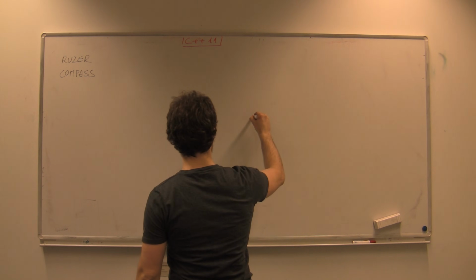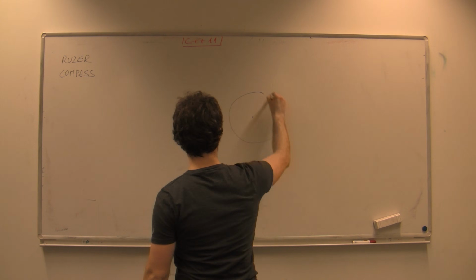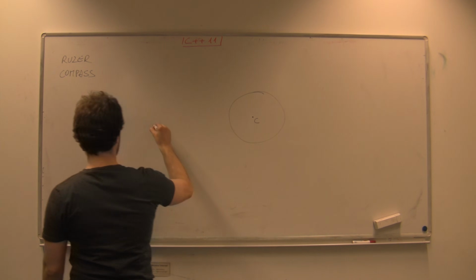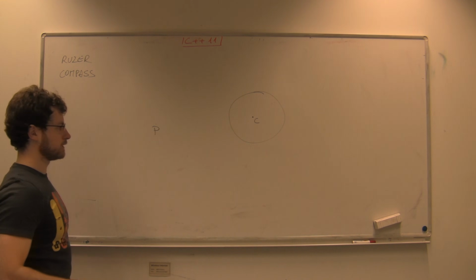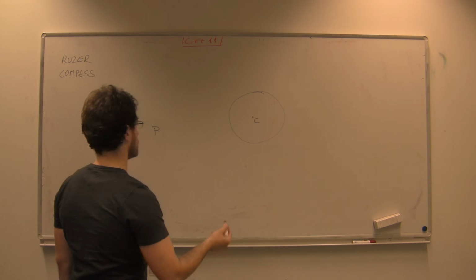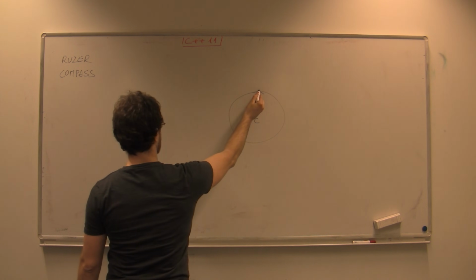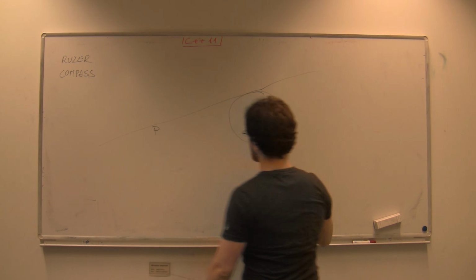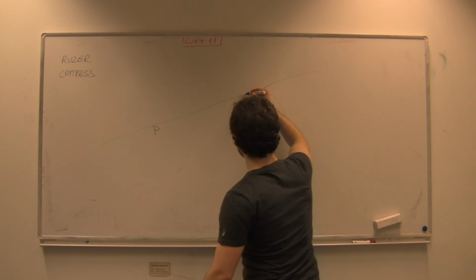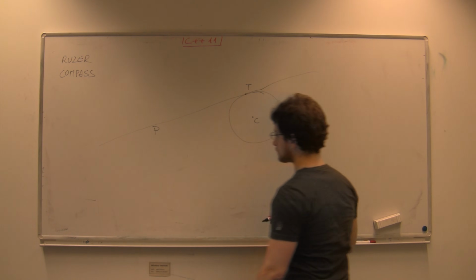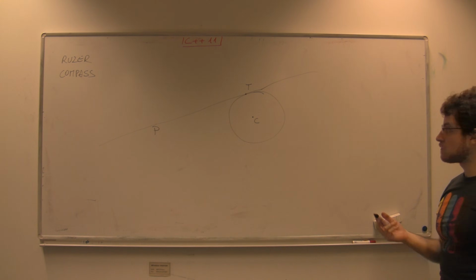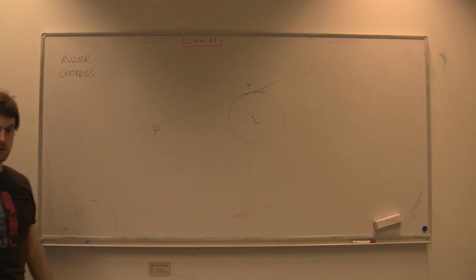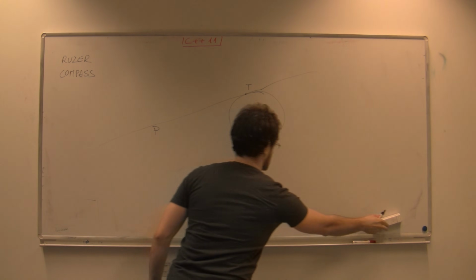So the problem is, we have a circle. We know the center of the circle, and we have a point, P. And the problem is to construct a tangent on this circle. A tangent is a line passing through P and intersecting the circle in one point that we call T. And the way we solve this problem is by using an algorithm.